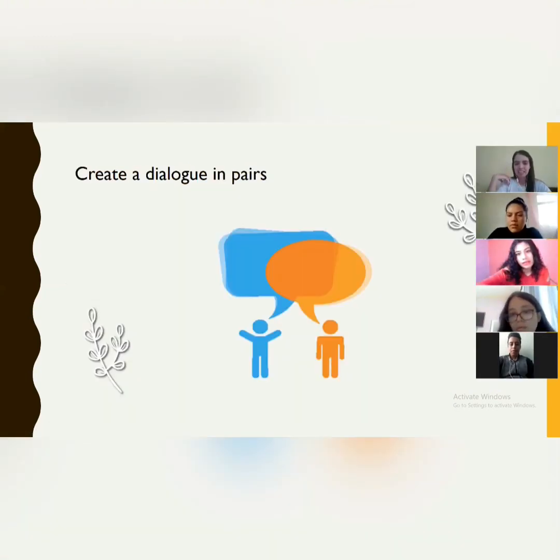Okay, the last activity is to create a dialogue in pairs. You are going to be sent to breakout rooms and you have 15 minutes. You have to use the present perfect tense. And then you will go back to the main session and one of you is going to read the dialogue. Okay, let's start.